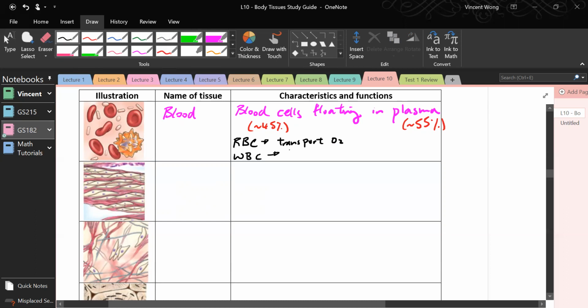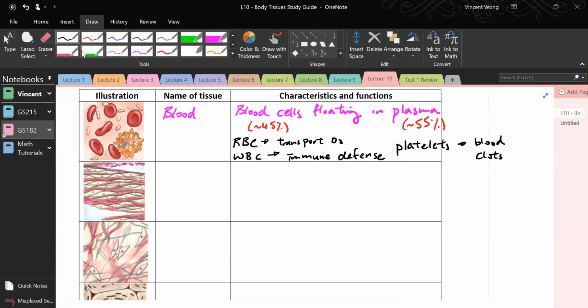And then the white blood cells, what are the white blood cells for? They are important for immune defense. Our white cells are more important now than ever during the pandemic. And then we have the platelets, which help you form blood clots. If you have a cut and you need to stop the bleeding, that would be the function of platelets. All right.